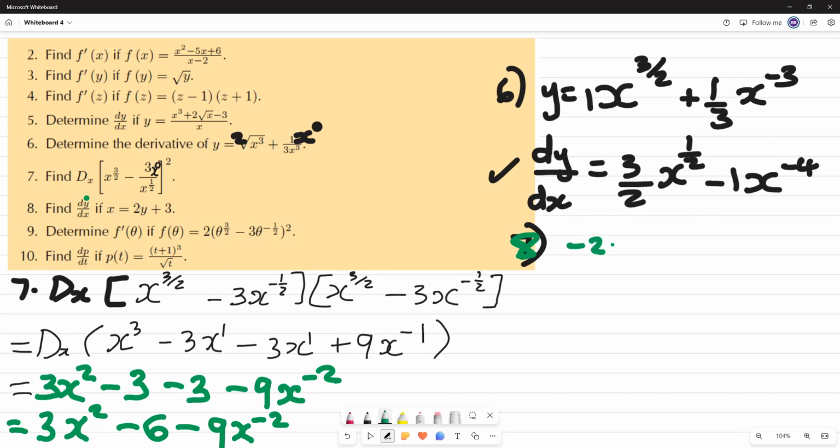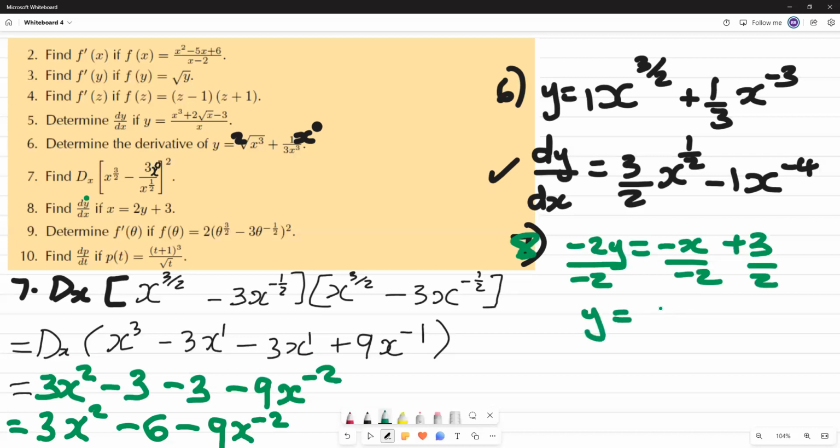I take the 2y this side, and then I take the x that side. And then the plus 3 still remains this side. So this goes there, that comes in, so the signs change. Then I'm going to divide everything by negative 2. So y equals half of x plus 3 over 2. Perfect.